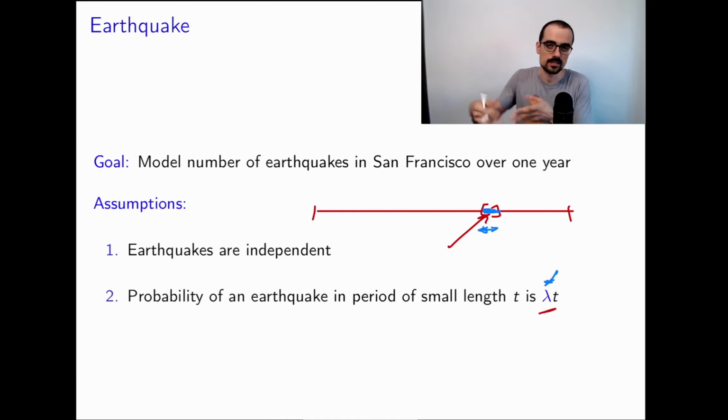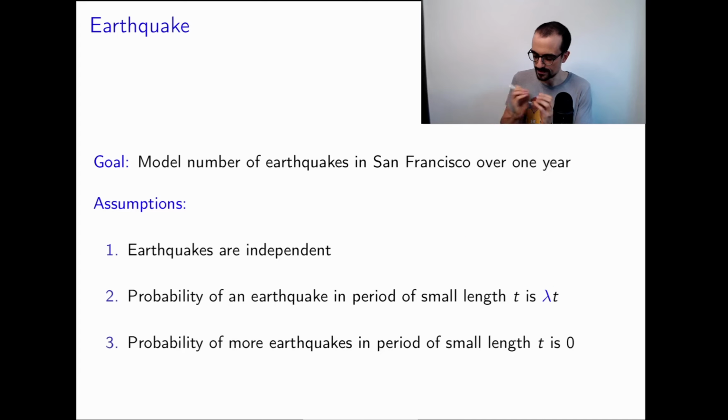In regions where there are a lot of earthquakes, lambda will be larger. In regions where there are fewer earthquakes, lambda would be smaller. In San Francisco, we would have to look at the data and determine what lambda is. Okay, so that's going to be our assumption. And our third assumption is that if we look at a very, very short interval, the probability of having more than one earthquake is 0, if t goes to 0. We're only going to need this and this to hold where t is extremely small.